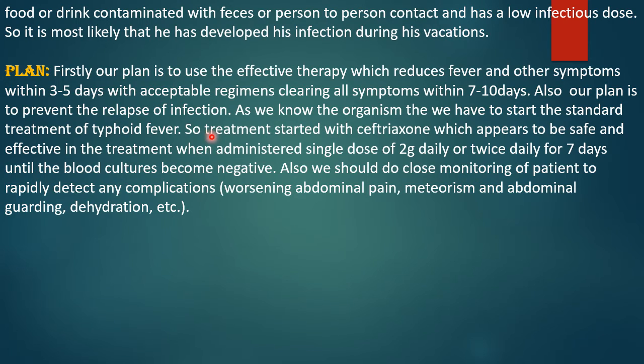Treatment started with ceftriaxone, which appears to be safe and effective in the treatment when administered as a single dose of 2 gram daily or twice daily for 7 days until the blood cultures become negative. Also, we should do close monitoring of the patient to rapidly detect any complication, like abdominal pain becoming worse or dehydration.